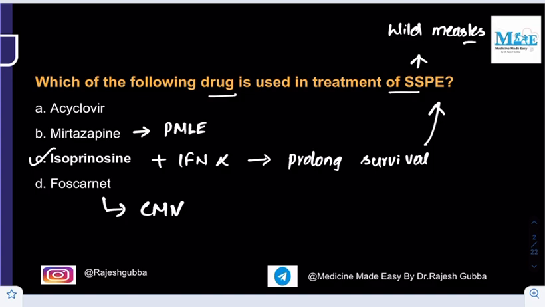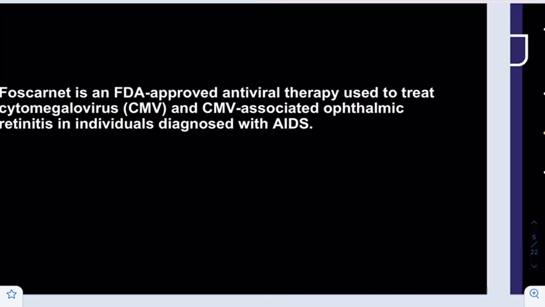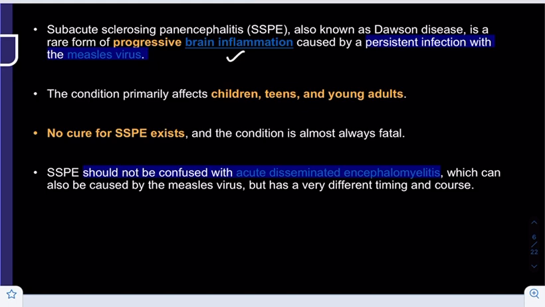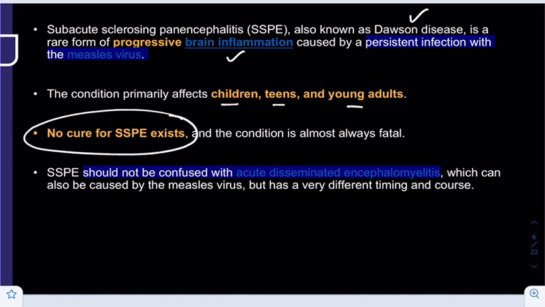Now a quick discussion of subacute sclerosing panencephalitis. Another name for SSPE is Dawson's disease. What happens here is encephalitis, that is brain inflammation, caused by the measles virus. You come across this in children, teens, and young adults. As such, there is no cure for subacute sclerosing panencephalitis, and the prognosis is always fatal.